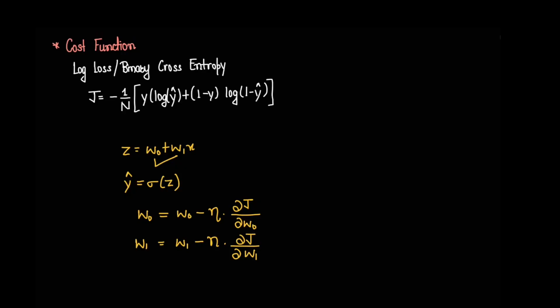Also, computing these gradients is very simple because if you assume this equation for z, and then y hat is going to be sigma of z, if you try to compute the derivative with respect to w naught, you're just going to get y hat minus y, and with w1 you're going to get y hat minus y times x. So again, these are very simple to compute, so that will save our computation time during the training process.